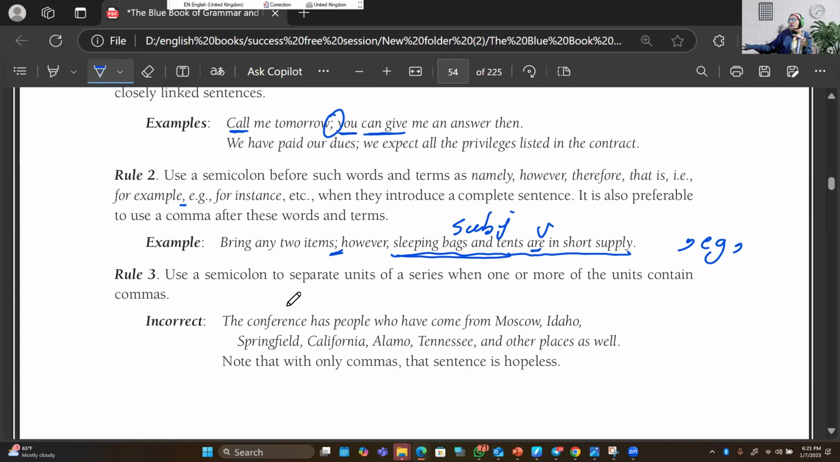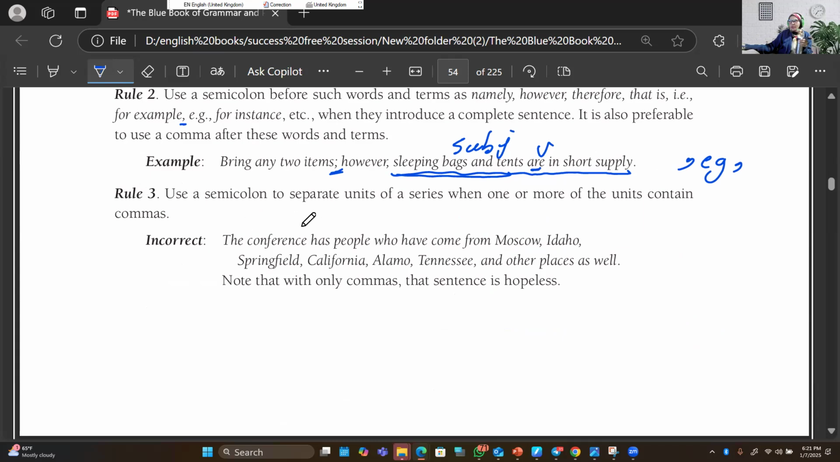Okay. So, rule 3: use a semicolon to separate units of a series when one or more of the units contain commas. Actually, I think one of you told me about this, maybe Abdurrahman, I'm not sure. Okay, for example, this one. In this case, by the way, if you didn't use the semicolon, you're going to get confused. You wouldn't understand what that guy is saying.